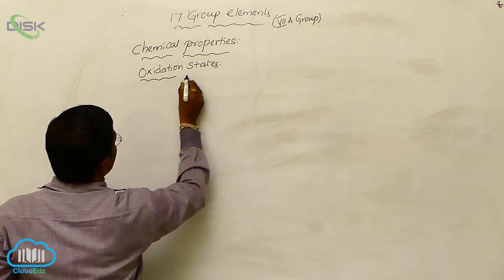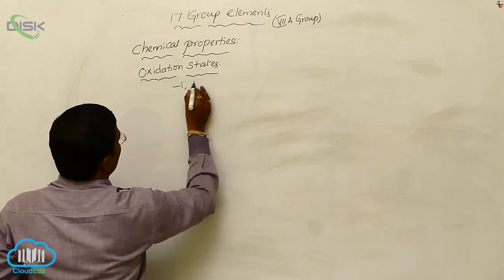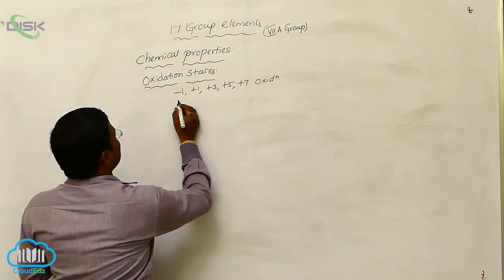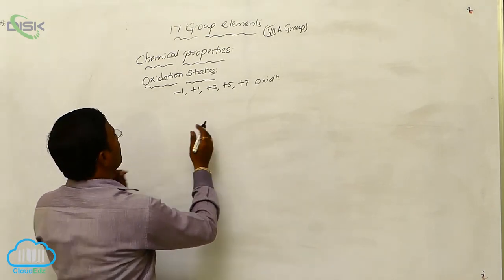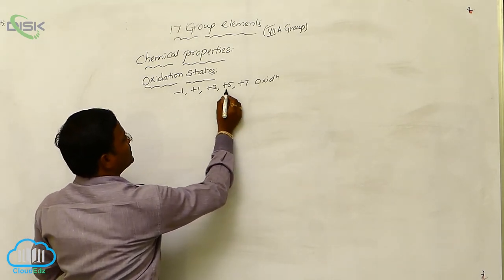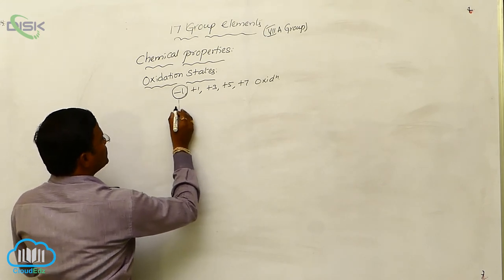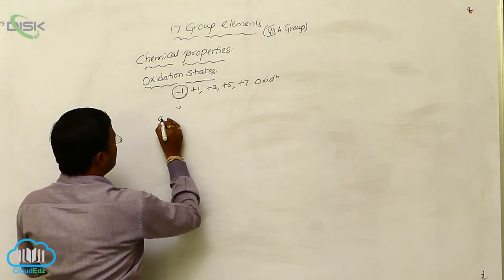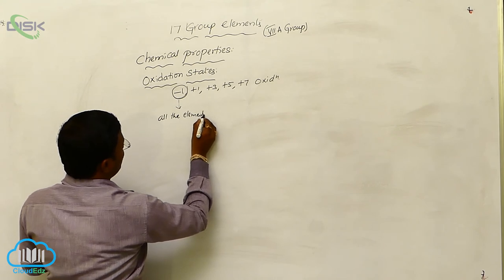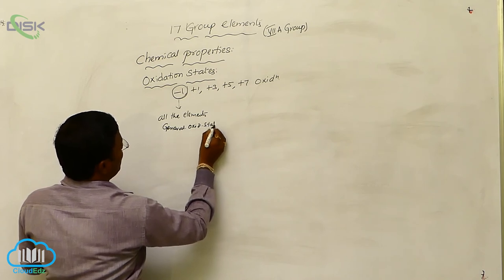So for that, let us first learn oxidation states or oxidation numbers. Halogens generally exhibit -1, +1, +3, +5, and +7. The general oxidation states exhibited by the elements belonging to the halogen family are -1, +1, +3, +5, and +7. Here, the widely acceptable oxidation state is -1. For all the elements of the halogen family, the general oxidation state is -1.